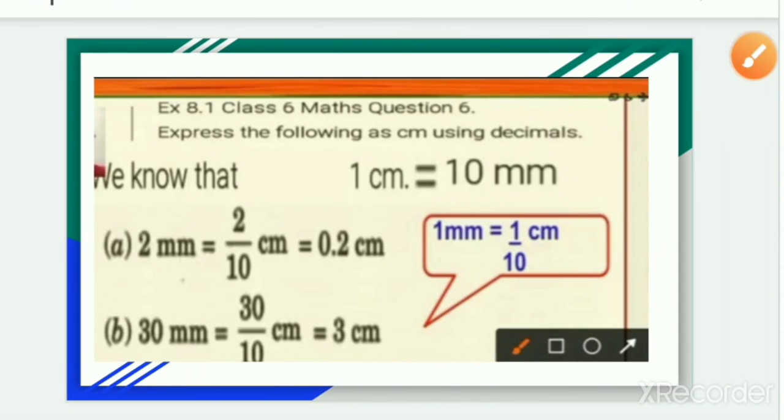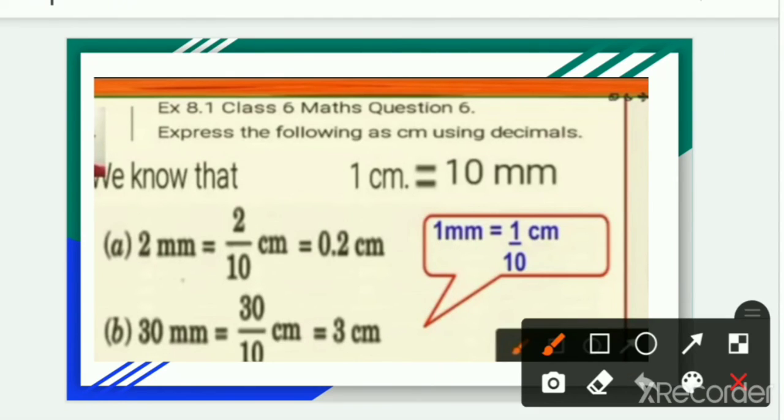Now moving to the next question. Express the following as centimeter using decimals. 1 centimeter is equal to 10 millimeter. Okay, so we have 2 millimeter.